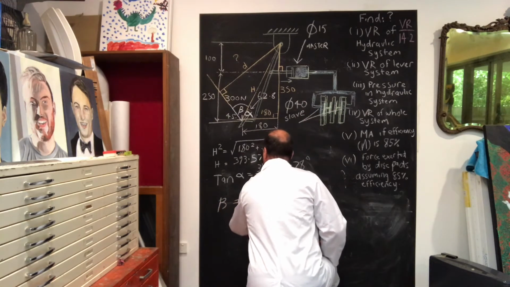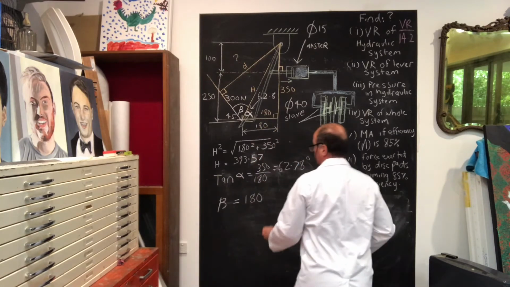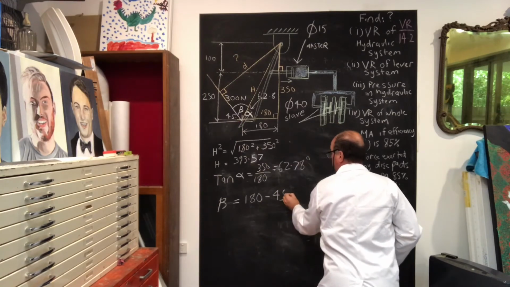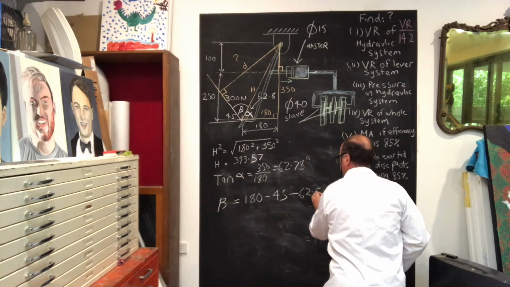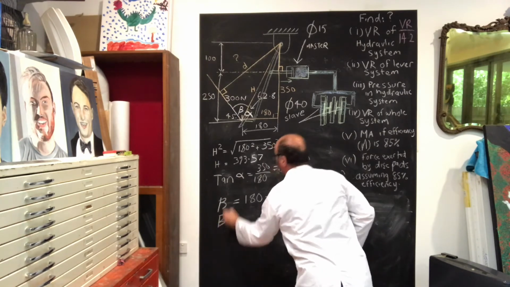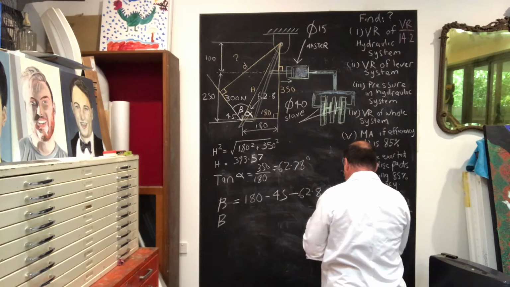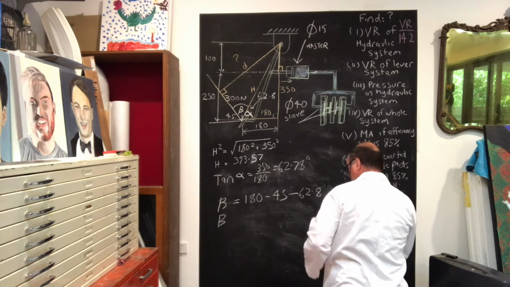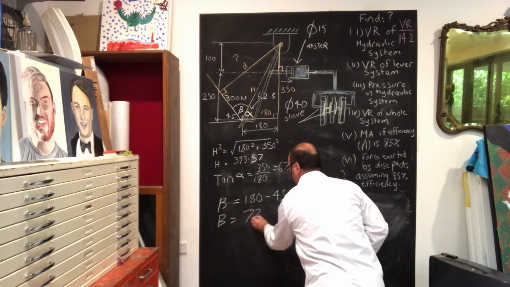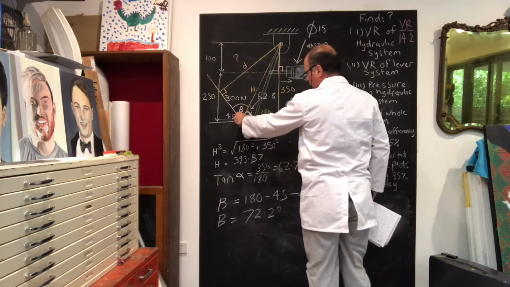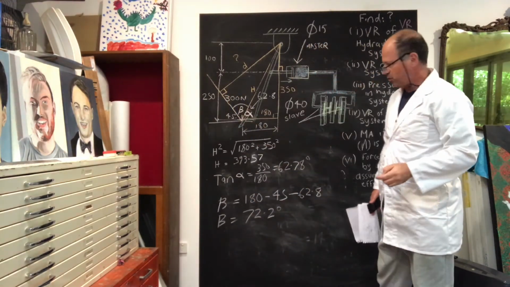beta is equal to 180 minus 45 degrees, because we know that's 45, minus 62.8. And that will get us into the triangle that we're trying to find this length that we don't know. So we're going to go 180 minus 45 minus 62.8, and we end up with 72.2 degrees. So now we've got an angle in here, and we know that's 90 degrees because we made it perpendicular.